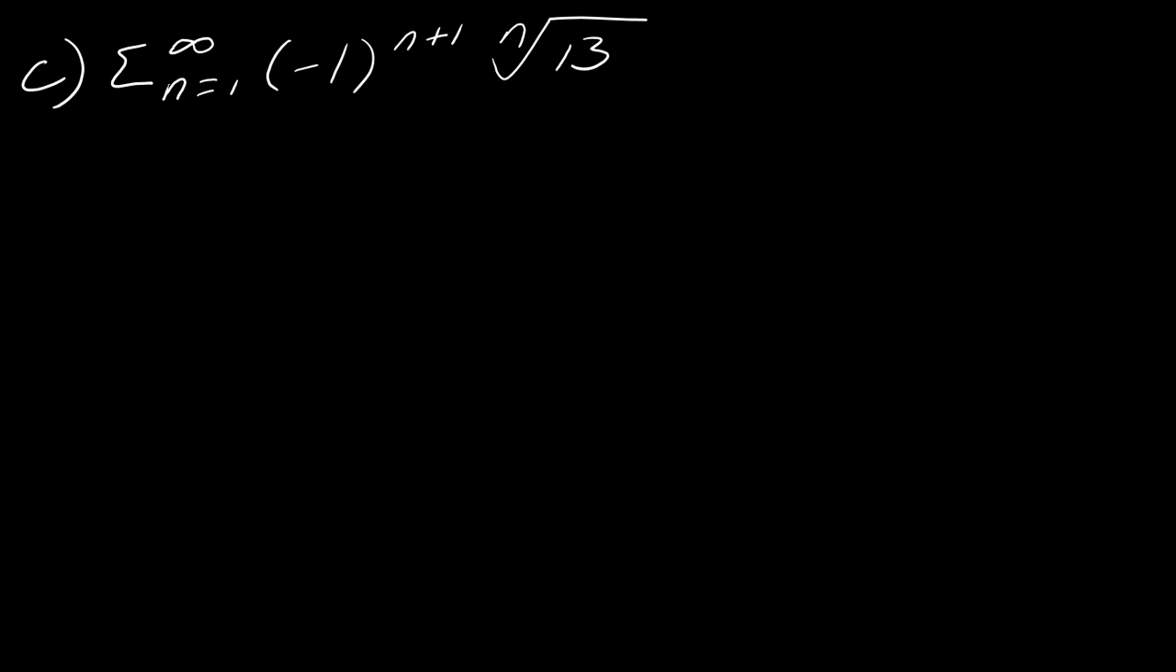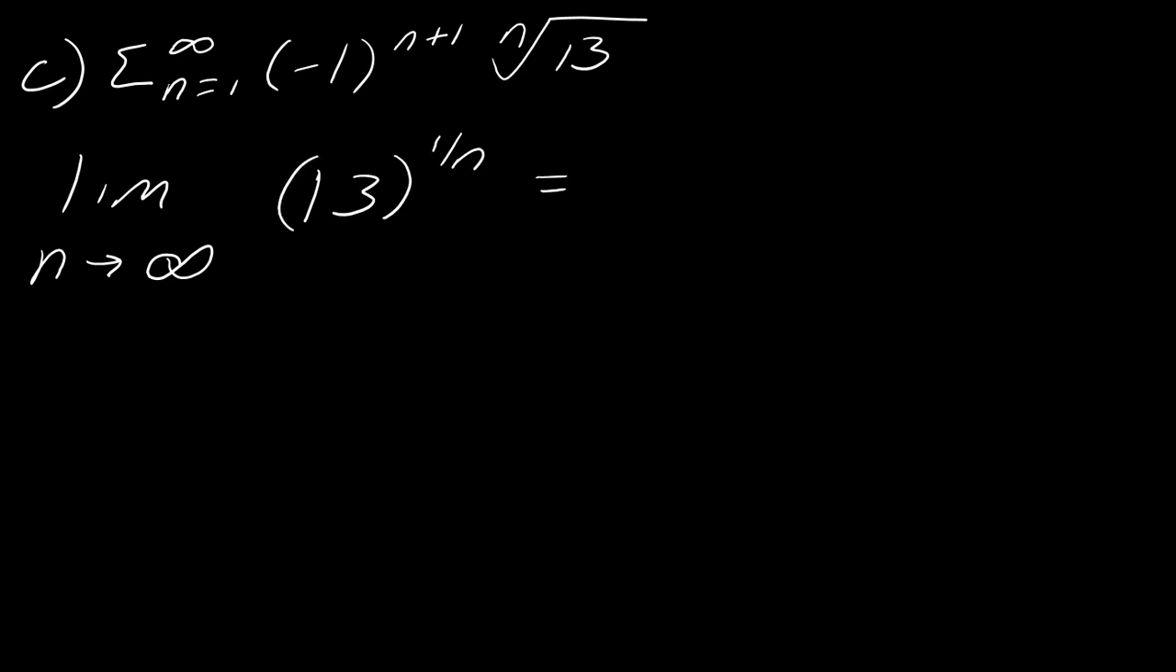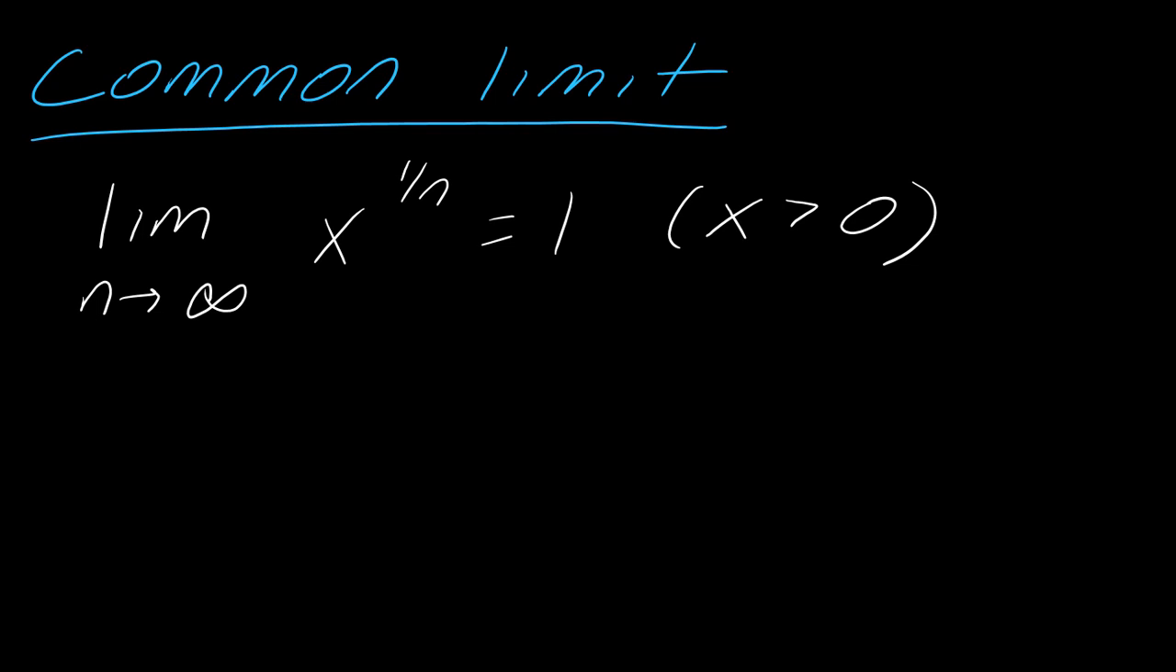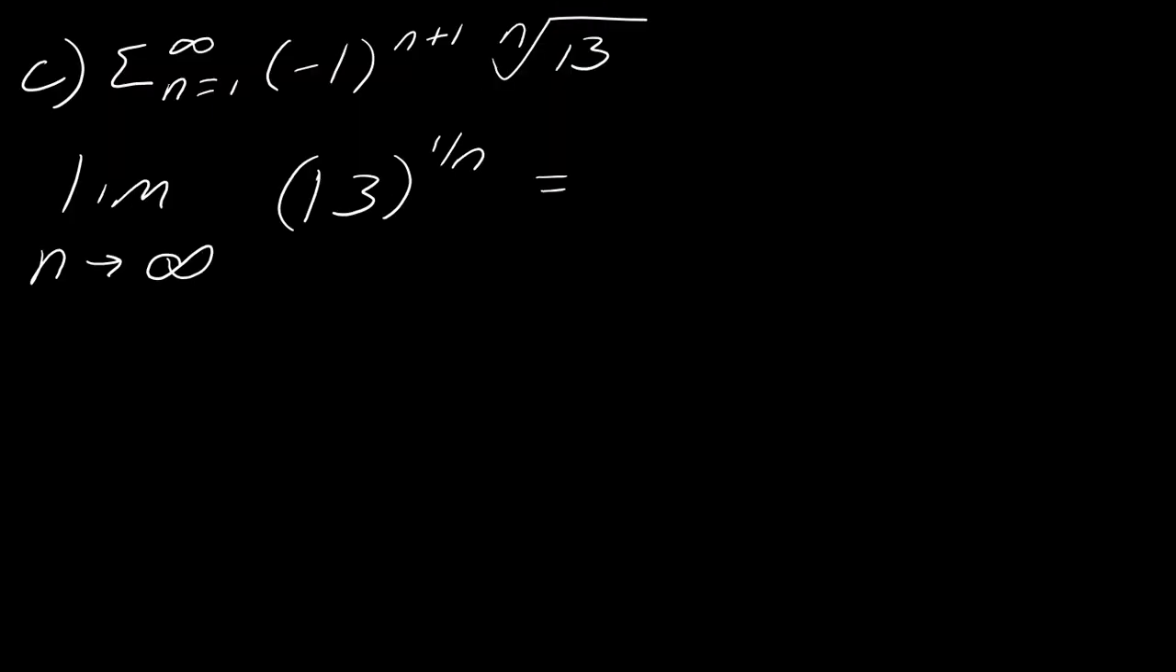So now I've got -1 to the n plus 1, and then the nth root of 13. Okay, this is all going to be positive again. If I take the limit as n goes to infinity of, I'll rewrite this as 13 to the 1 over n. This is where knowing a common limit comes in, like on the list of common limits that I've given out. So this is just something that we know. It doesn't matter what number I put here as long as it's greater than 0. In this case, I've replaced my x with 13, and x has to be greater than 0. So this is going to equal 1.